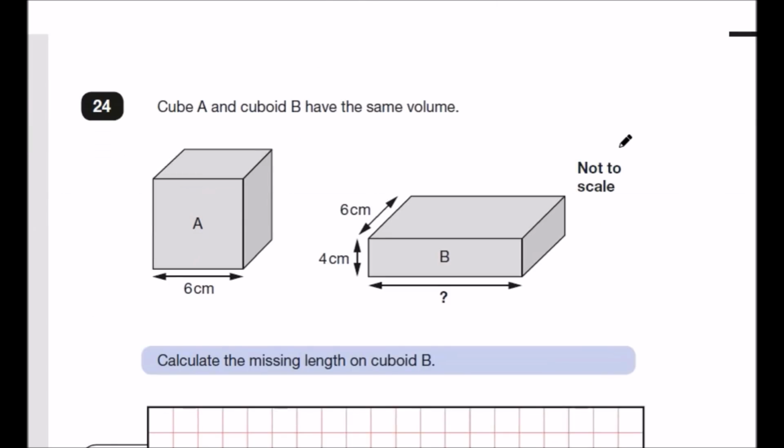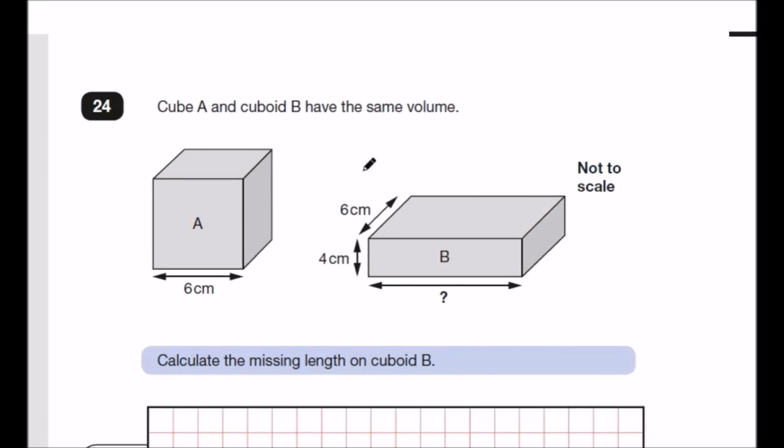Easy. 24. Let me see, how many questions are there? Oh, that's it. Last one is 24. So cube A and B have the same volumes. A has a volume of 6 times 6 times 6. Remember, the cubes have the same length. So this gives us a volume of 6 cubed. Or you can just say 6 times 6 times 6. Whilst shape B has a volume of 6 times 4 times an unknown. And they both have the same volume.